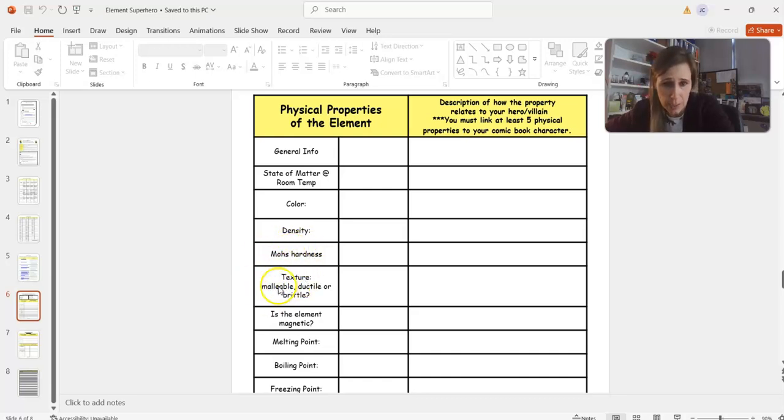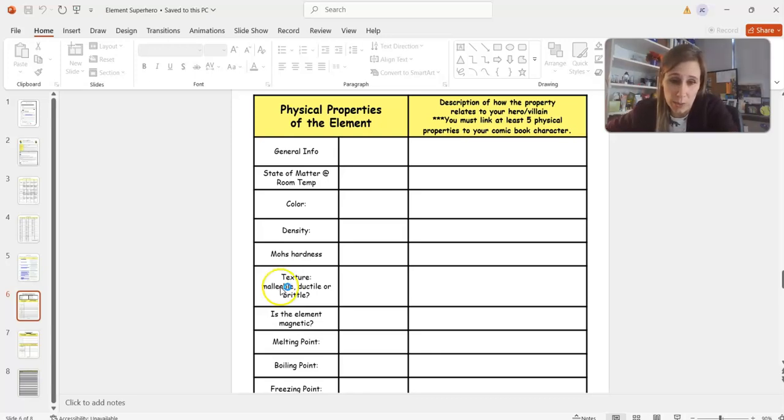Texture: is it malleable, ductile, or brittle? Malleable means it's easily bent. For instance, gold is a metal, it's a solid at room temperature, but it's really, really easy to bend and reshape gold. That's why you always see people in old movies biting gold coins to see if they can leave a teeth mark.